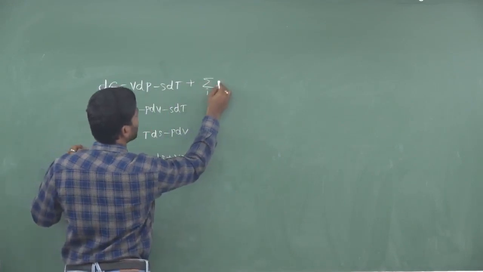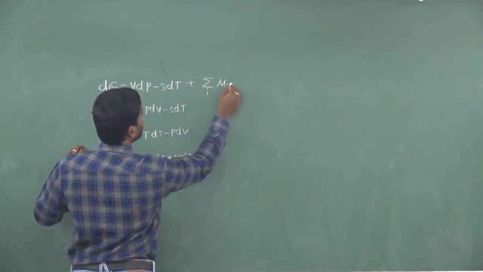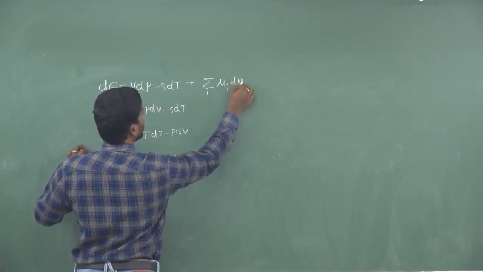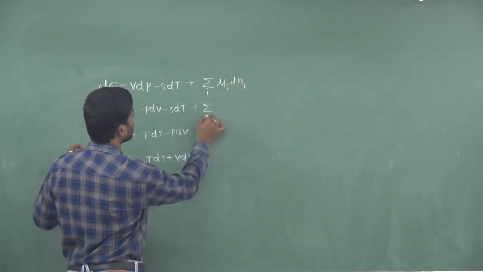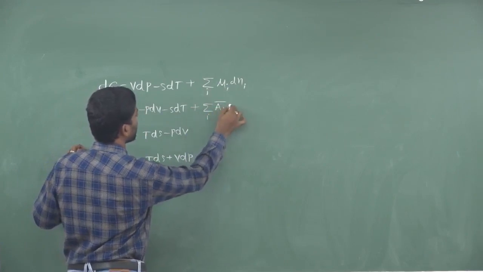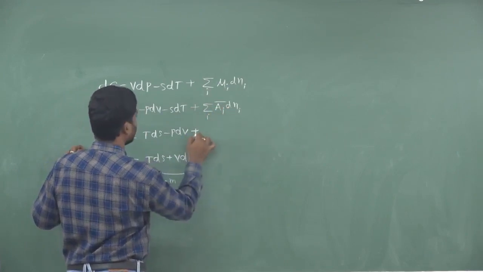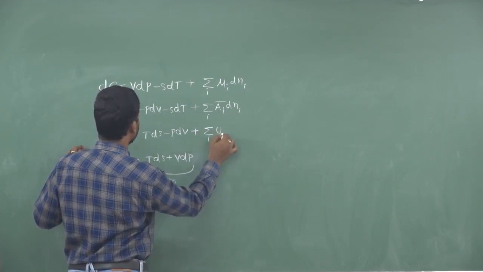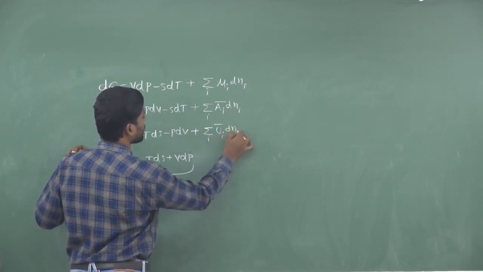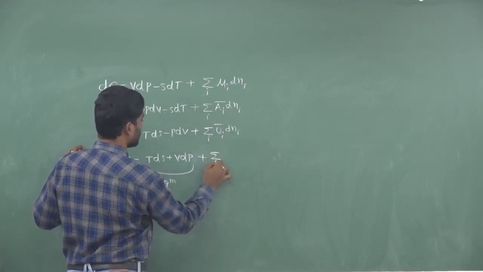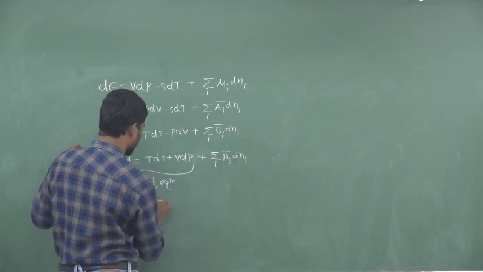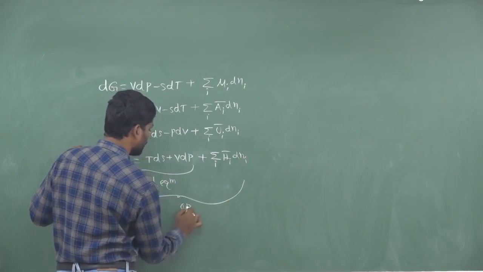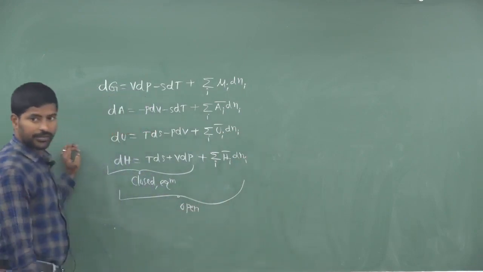One extra term we will get: summation i, Gi bar dni. Gi bar is also called mu i, the chemical potential. In this case, we will get Ai bar dni. In this case, we get Ui bar dni. And here we get summation i, Hi bar dni. So these are the equations for what? Open system or non-equilibrium system.